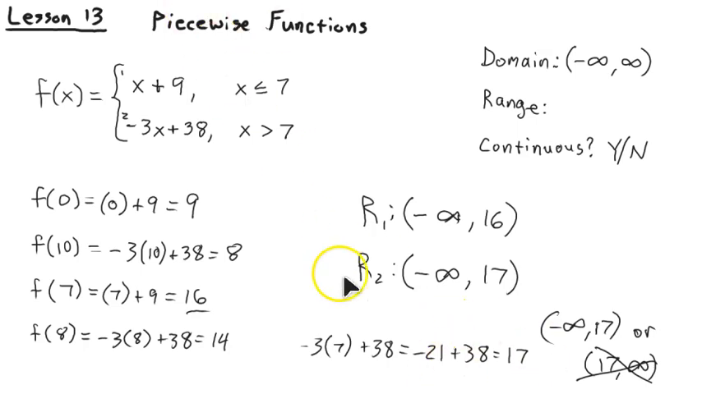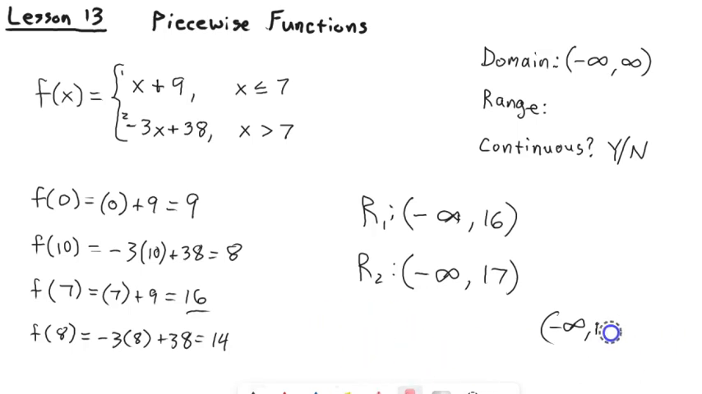And so now all we have to do is overlap these two ranges. Basically, the way we overlap them, you can see that they both include negative infinity. This one goes up to 16, and this one goes up to 17. And so this range here is included in this range, and therefore the range of the second piece is the range of the whole function. So negative infinity up to 17. And that's how we identify the domain and range of a piecewise function.